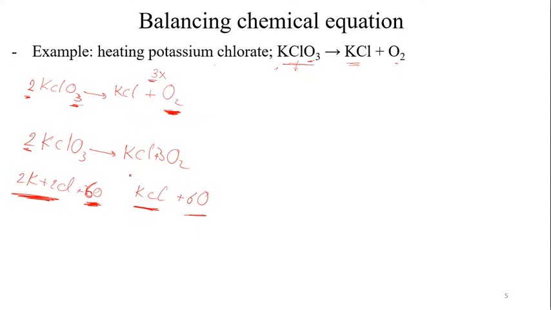So I have to multiply here by 2. Let's try now. So 2 KClO3 would be equal to 2 KCl plus 3O2.